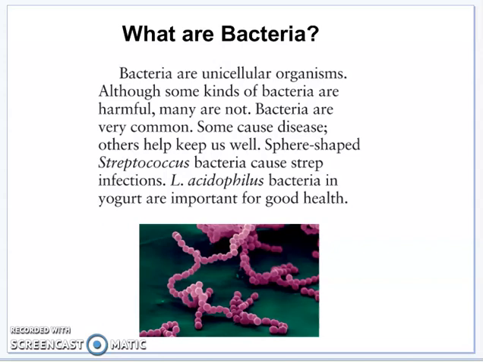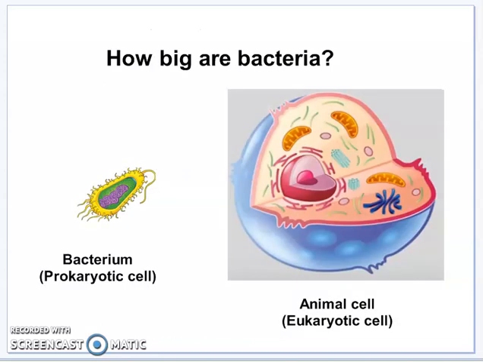Bacteria are unicellular organisms. Some of them are harmful to your health, but many are not. Bacteria are very small compared to a body cell, which is bigger. A bacteria is called a prokaryotic cell because it has no nucleus. An animal cell or a body cell is called a eukaryotic cell because it does have a nucleus that contains the DNA.